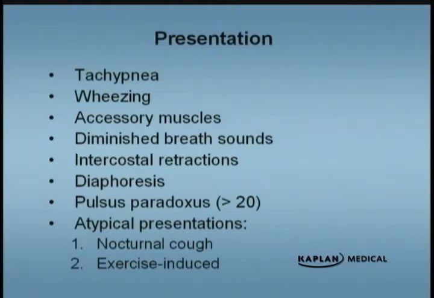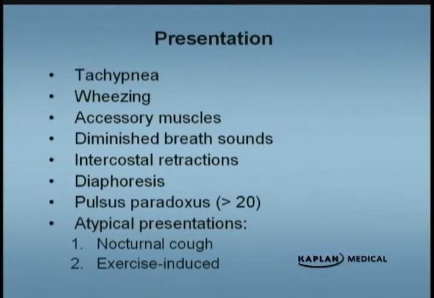A paradoxical pulse is very interesting, because a paradoxical pulse is normal in all of us. That dip in the blood pressure is normal, and if you have less than 10 of paradoxical pulse, okay, but a pulsus paradoxus in patients with an asthma exacerbation, especially over 20, it means that this is a severe exacerbation.